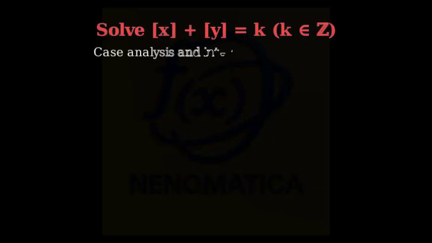In this lesson, we solve floor bracket equations of the form [x] + [y] = k, with k an integer. We will follow a clear, case-based algorithm and visualize example solutions.